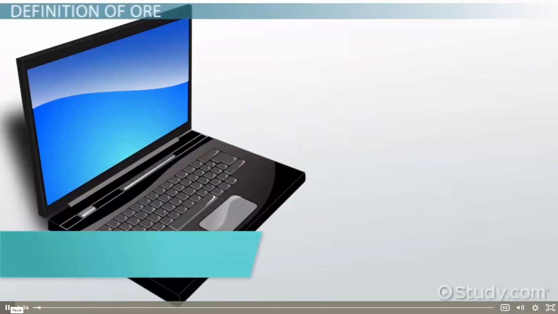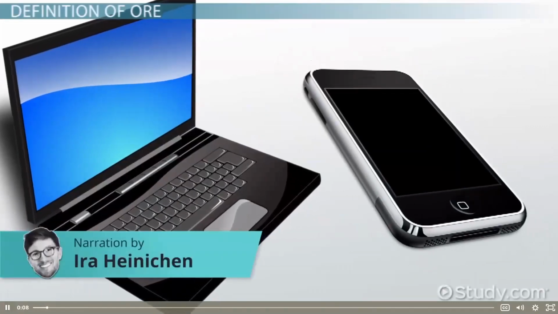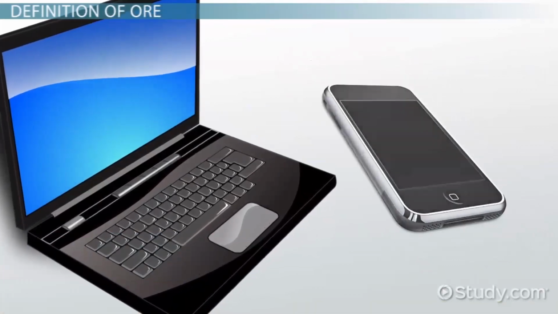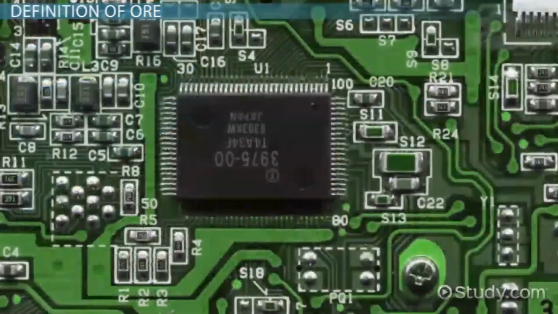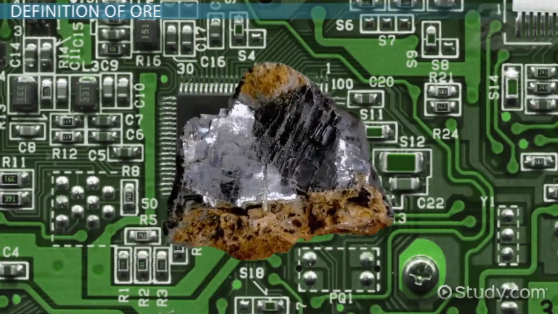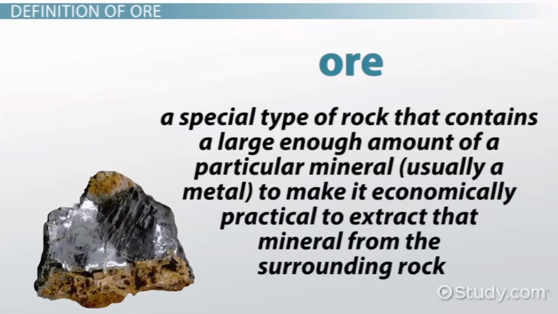Unless you have some form of telepathy, you are probably reading this lesson on an electronic device. That electronic device and its associated battery contain any number of metals in its circuitry and components, and those metals all began their life as an ore. An ore is a special type of rock that contains a large enough amount of a particular mineral, usually a metal, to make it economically practical to extract that mineral from the surrounding rock.